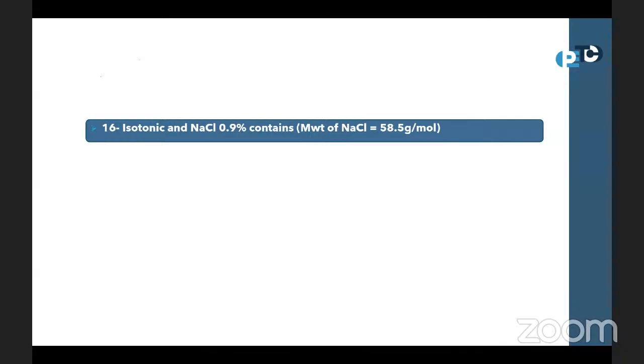Another question about isotonicity, but with a calculation. Isotonic sodium chloride 0.9% contains what? You should know the meaning of 0.9%. It is 0.9 grams present in 100 milliliters. So every 9 grams is present in 1000 milliliters, or 1 liter. Okay.